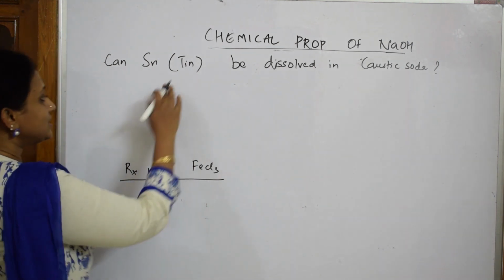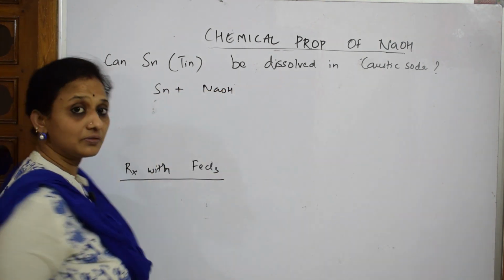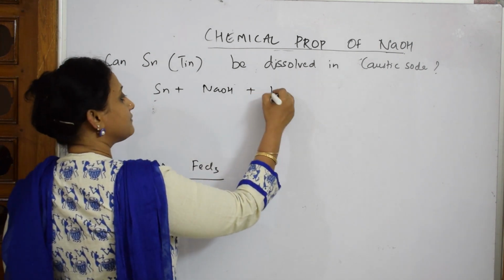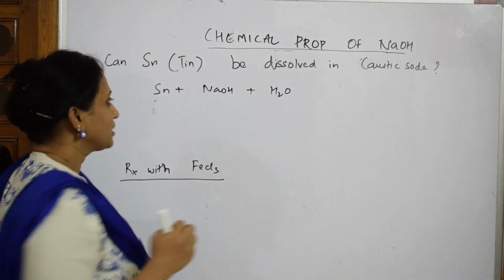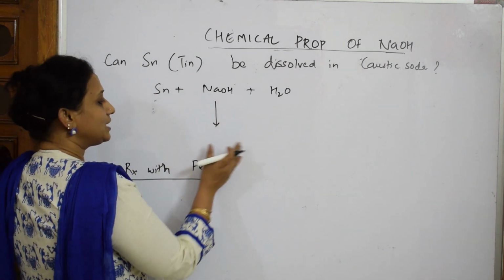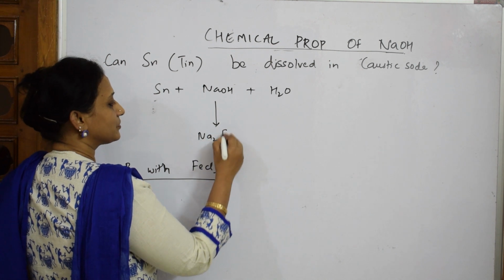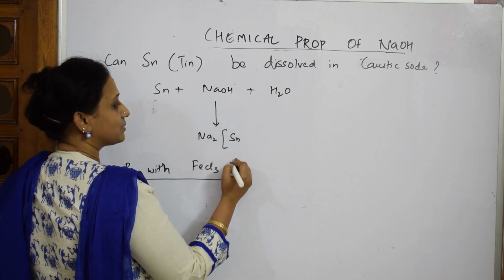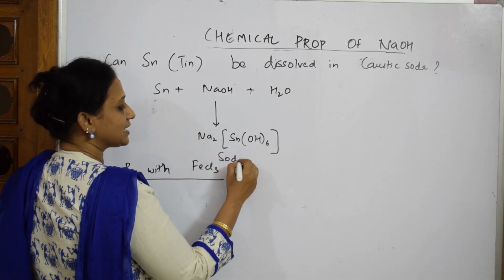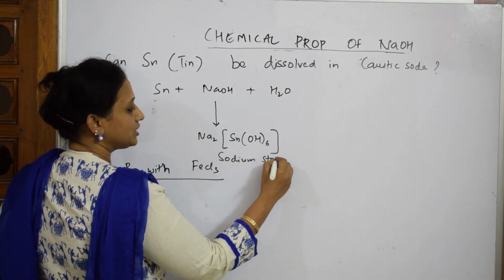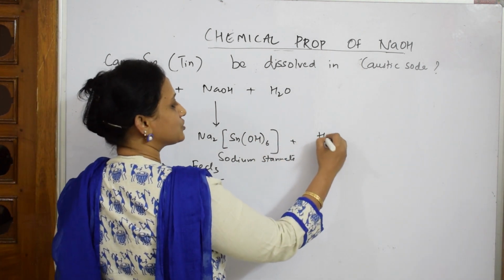Let's see. Suppose I take tin, Sn, and combine it with sodium hydroxide. Here, the important thing is that you need to have this whole thing dissolved in water, an aqueous solution, right? So now these two are going to combine and form two important products. The first product is Na2[Sn(OH)6]. This is called sodium stannate. Along with this, you're also going to get hydrogen gas.